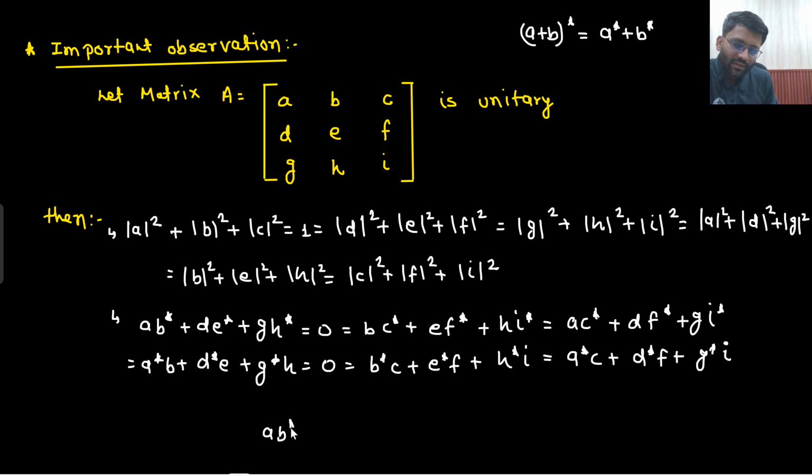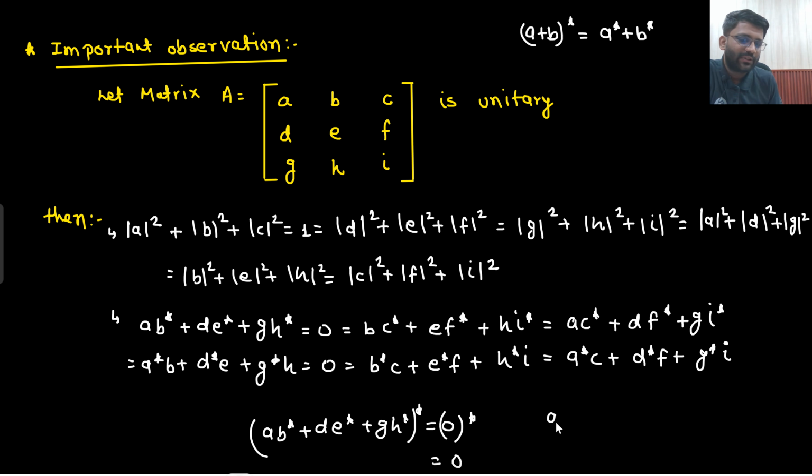A into B conjugate plus D into E conjugate plus G into H conjugate, that is equal to 0. If I take conjugate on both of the sides, what will I get? 0 is a real number, so 0 conjugate will be 0 only. What about this one? This is alpha plus beta plus gamma conjugate, no?